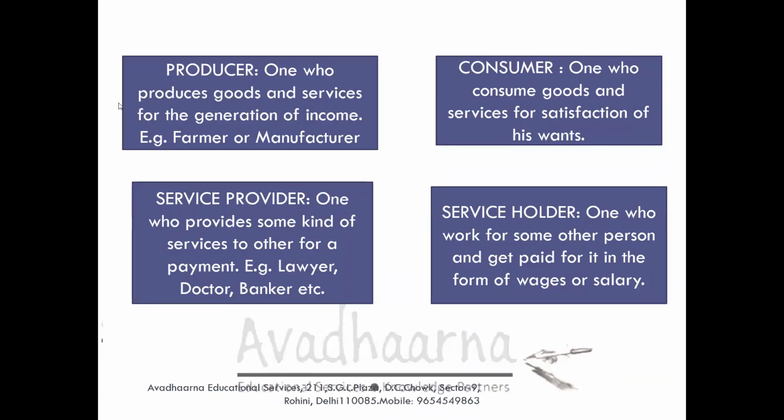Now let's go through some more one-line definitions. Now, who is a producer? One who produces goods and services for the generation of income. For example, farmer or manufacturer. Who is a consumer? One who consumes goods and services for the satisfaction of his wants. That is a consumer.